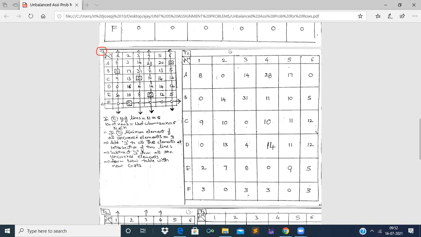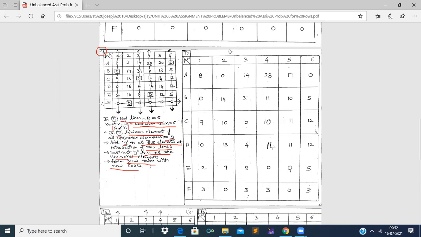See here, in table T1, the number of lines capital N is equal to 5 and the number of rows, equal to the number of columns, small n, is equal to 6. Therefore, capital N is less than small n. Therefore, in T1, the minimum element of all uncovered elements is equal to 3. Therefore, add 3 to all the elements at the intersection of two lines and subtract 3 from all the uncovered elements, and form a new table with new costs. That is what we have written here. From table T1, we should form table T2.